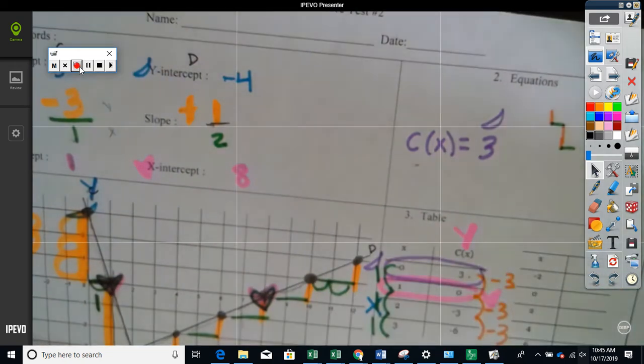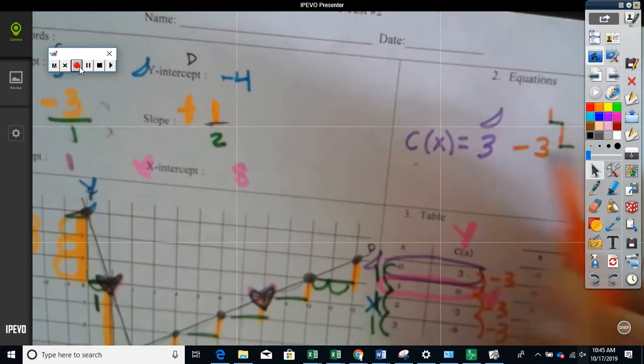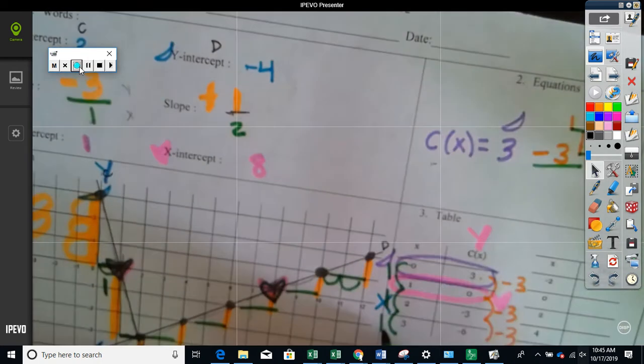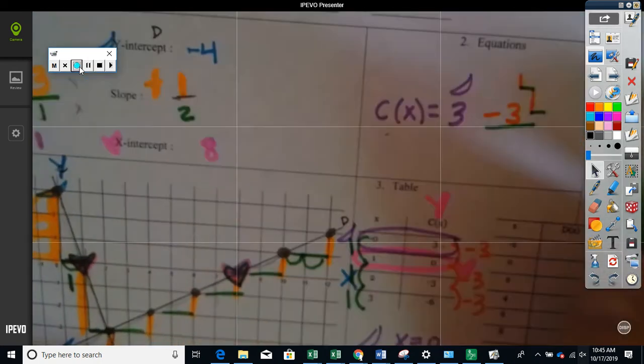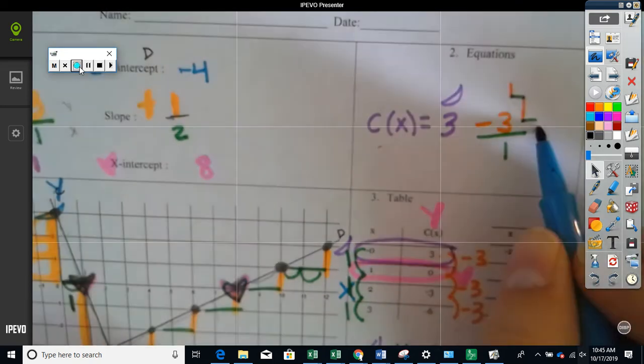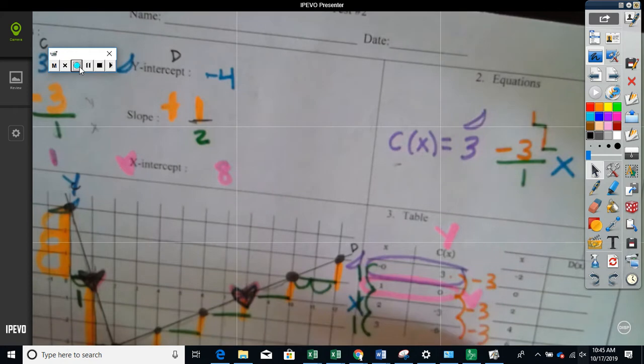It tells you right here, it's what? Negative 3 over the rate of the change of x. What's the change of x? 1. Now, because it's your slope, what do you put behind it? Exactly. X goes behind it because look, it happens every time. Negative 3 over 1, negative 3 over 1.